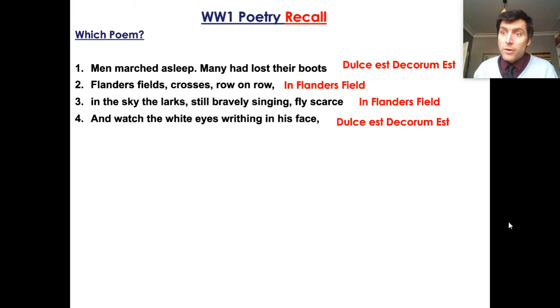Okay, so we've got those different poems by Wilfred Owen and by John McCrae that we've looked at. And with those poems, we're going to think about the skills that have been used there. So just have a look at those lines. Is there anything you notice about them? So, men march to sleep. Many, I'm giving you a clue. Flanders Fields, row on row. Sky, the lark still bravely singing, flies scarce. Watch the white writhing. So it's this alliteration. I'll pick some elements of alliteration from those poems.